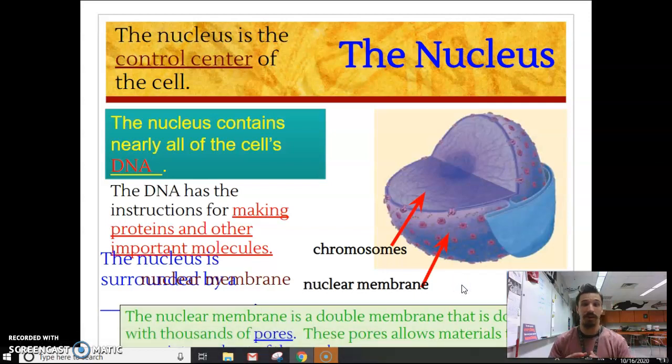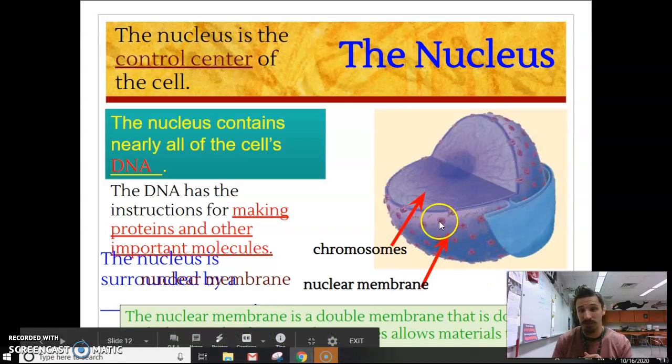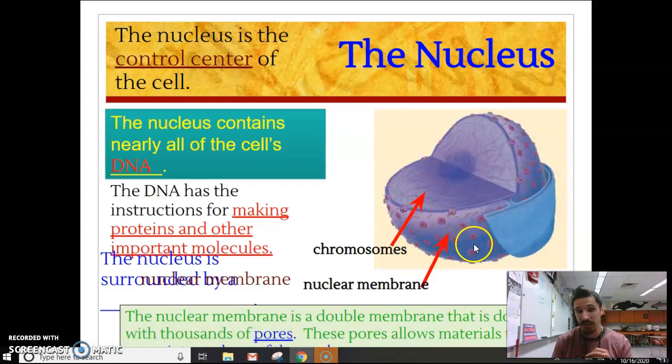Now, the nuclear membrane is a double membrane that is dotted with thousands of pores, and these pores allow things to get in and out of the nucleus because the nucleus is designed to protect the DNA, but if I'm being honest, there are still some molecules that must travel in and must travel out of the nucleus, and that's what these nuclear pores, these little studded dot looking things on the nuclear membrane, do. They allow things to enter and leave the nucleus.